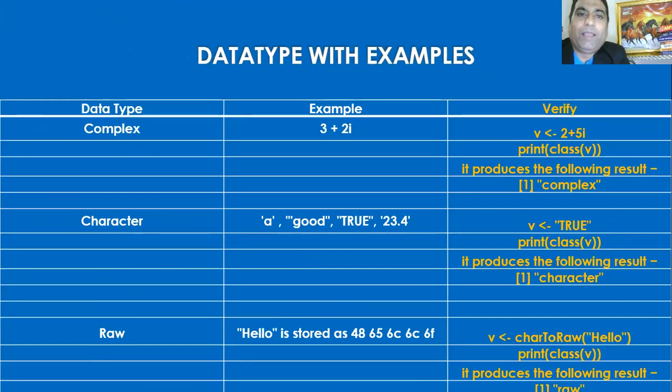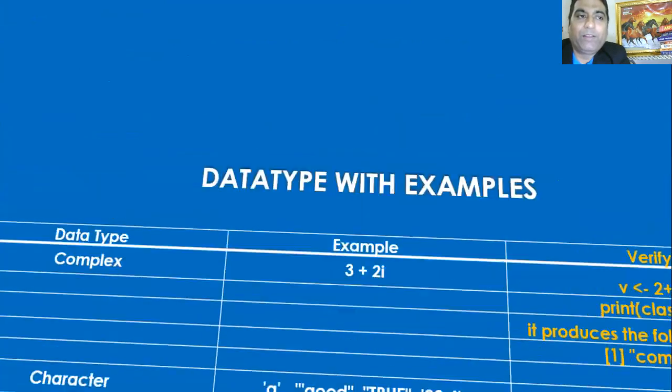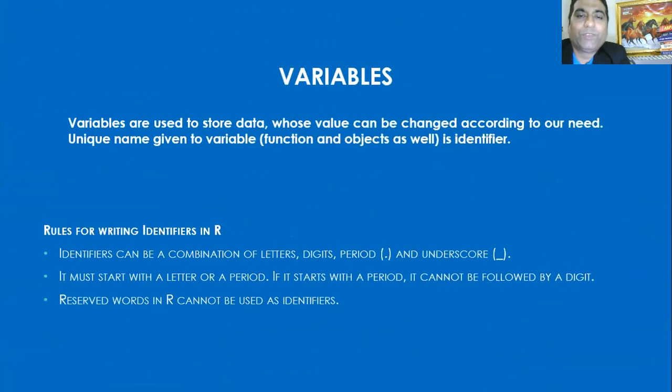The next example I have tried to explain is a complex, the character or row. So these examples can be checked on the environment. The next is the variables. What actually are variables? Variables are used to store the data whose value can be changed during the execution of the program.